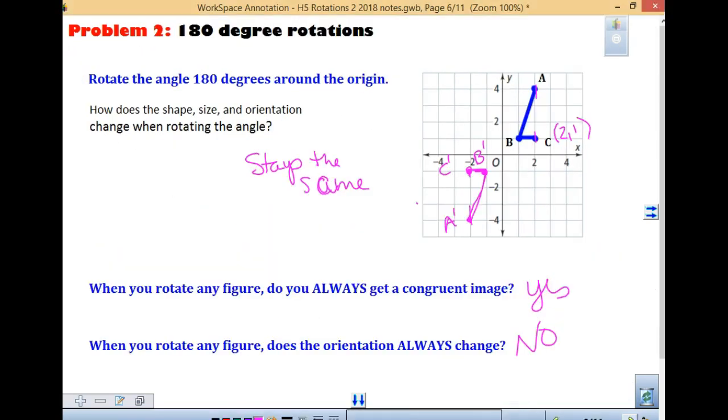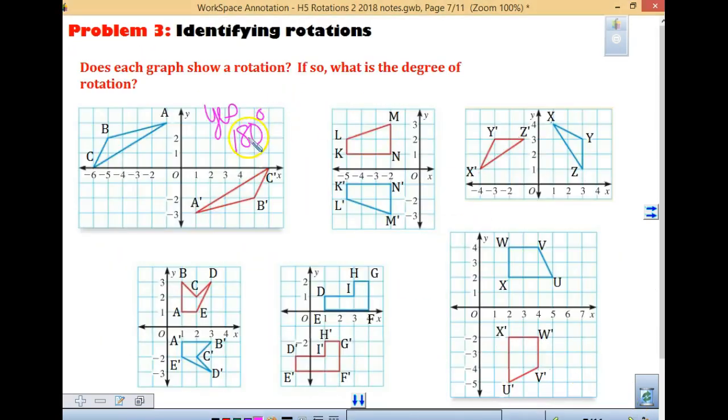So when we take a look at our pictures, we said yes, 180. Second one, we are looking at it. What did you say, Logan? Second one, was it a reflection? Yeah. This one? Yeah. It was a rotation? I think it should be a reflection.